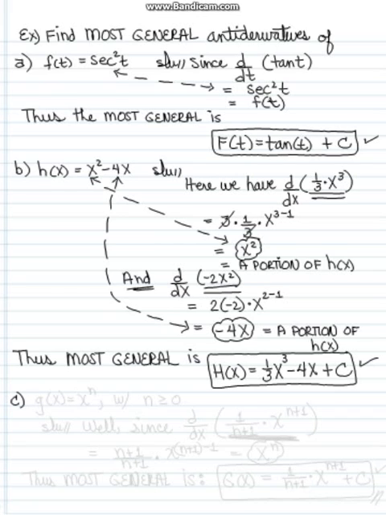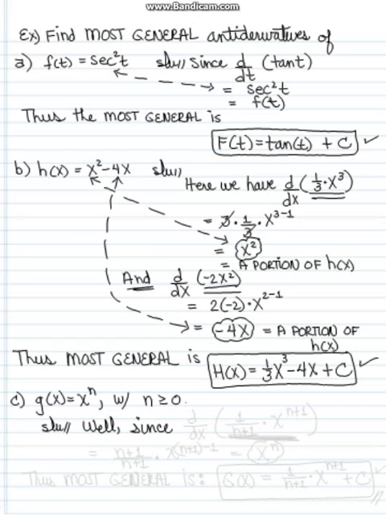And for our last example, let's consider the function g of x equals x to the n power, where n, the exponent, is greater than or equal to 0. It's not negative, it's greater than or equal to 0. Well, I do know this.